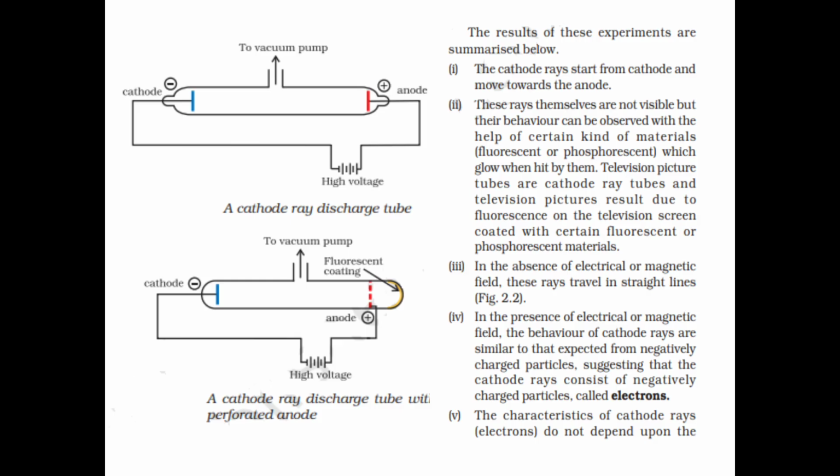In the absence of an electrical or magnetic field, these rays travel in a straight line. In the presence of an electrical or magnetic field, the behavior of the cathode rays is similar to that expected from negatively charged particles, suggesting that the cathode rays consist of negatively charged particles called electrons. The characteristics of cathode rays do not depend upon the material of the electrodes or the nature of the gas present in the cathode ray tube.